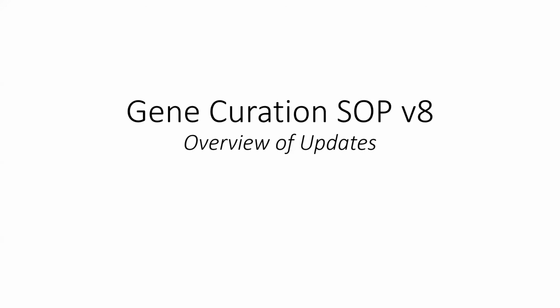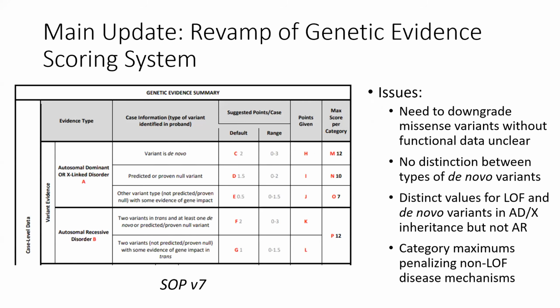Similar to as we have had in the past, we'll have a clean version PDF for you. We also have a summary document of the changes that you'll find. We have a highlighted version if you want to see where all those changes are. So that's all available on the website. But for today, I thought I would just review with you the largest changes, the most significant changes in this SOP. The main update is a revamp of our genetic evidence scoring system.